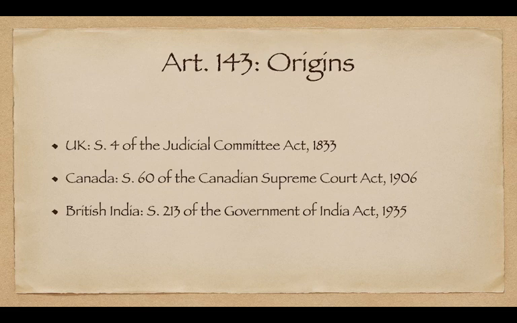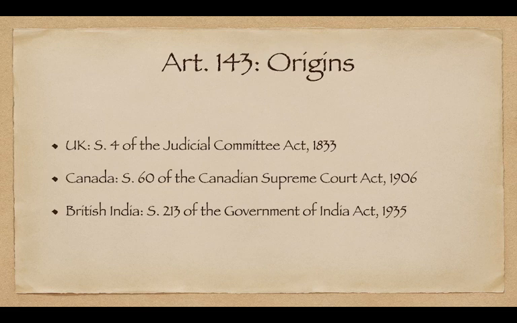Advisory jurisdiction, akin to that seen in Article 143, is also seen in Section 4 of the Judicial Committee Act of 1833, which basically ensures that the Privy Council will provide its advice to the Crown of the United Kingdom, to the Queen currently, on any matter that she refers to it.